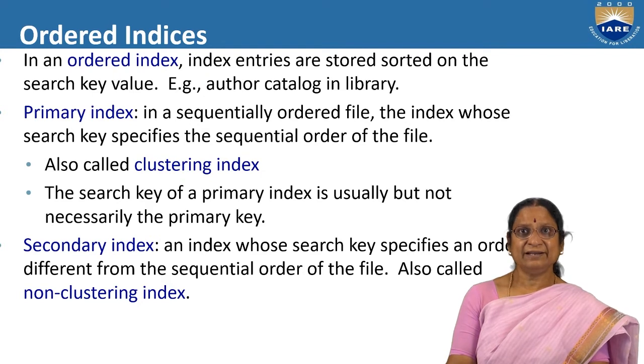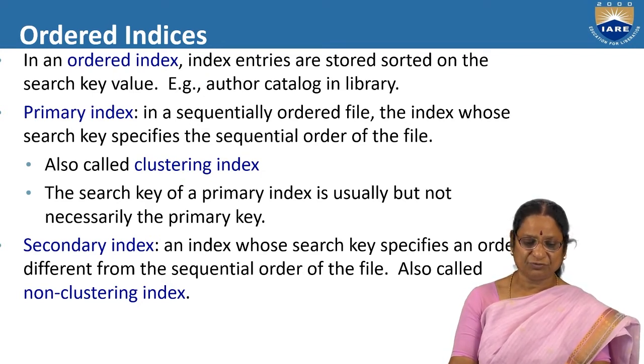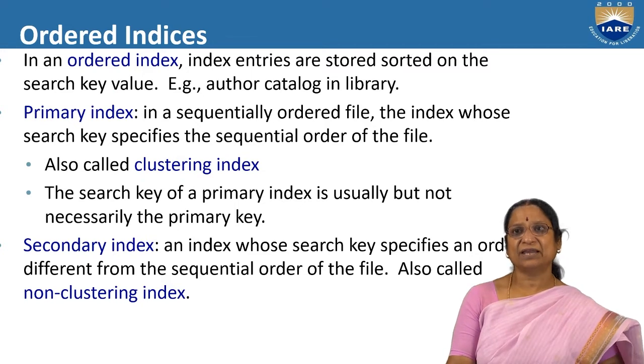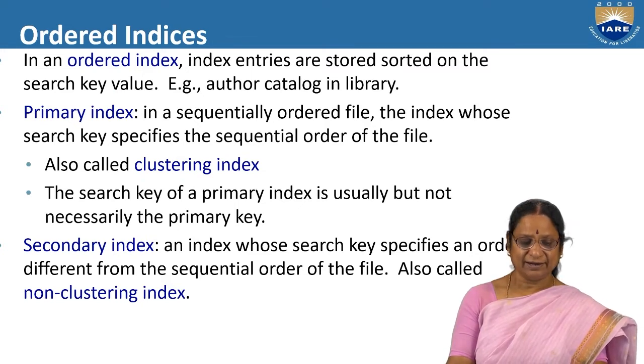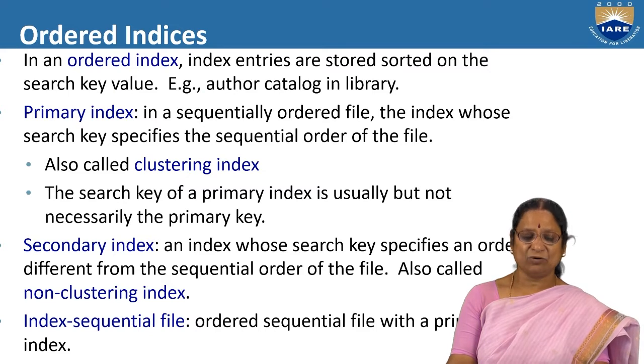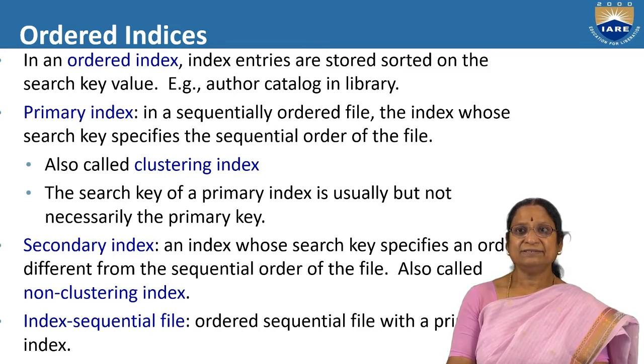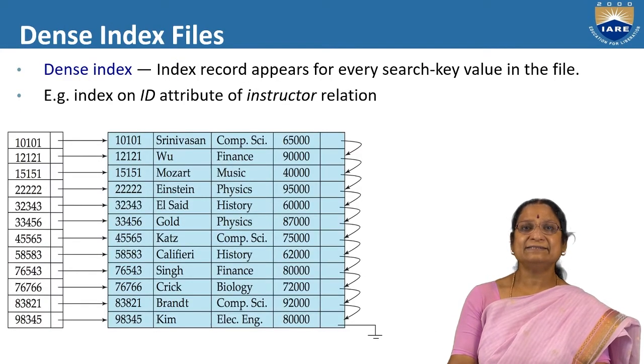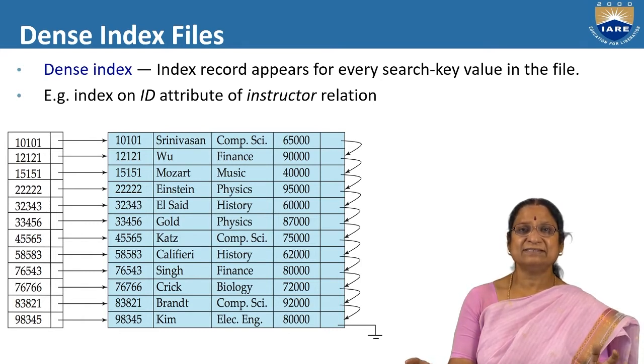So, a secondary index can be considered an index whose search key specifies an order different from the sequential order of the file. Then we will call it a secondary index, or we may consider it a non-clustering index also. An ordered sequential file with the primary index is known as index sequential organization. These indices are categorized into dense index files as well as sparse index files.